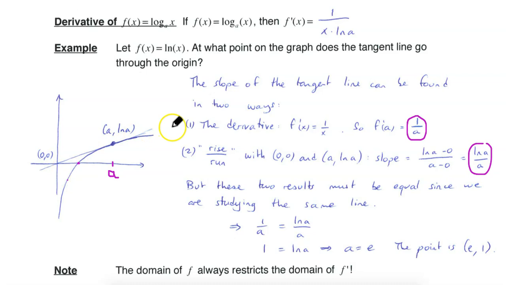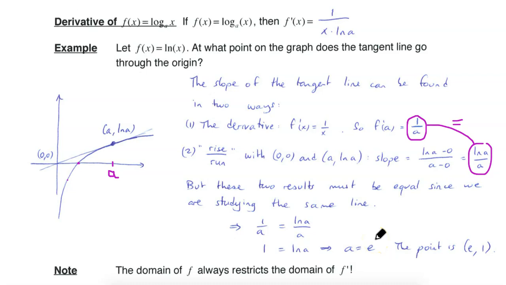But we're talking about the same line, so these two need to be equal. There's no other way. Since it's the same line, it only has one slope. So these two results must be equal. So I can set up 1 over a equals ln of a over a. And that means we can just focus on the numerator, that 1 has to be ln of a. And therefore, a equals e.